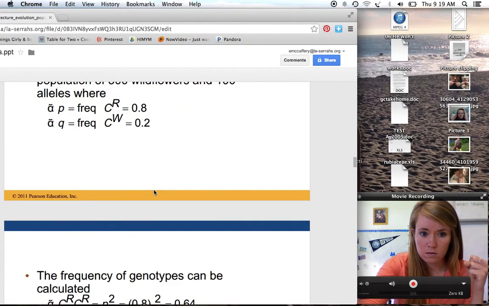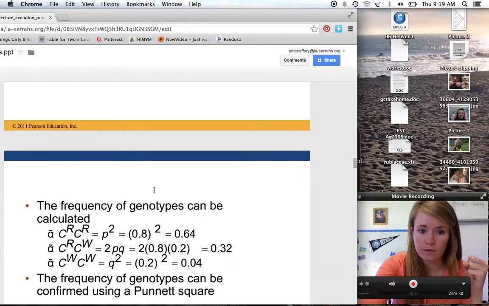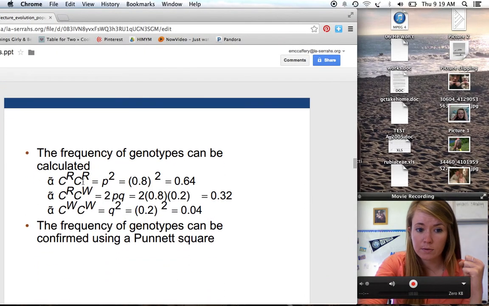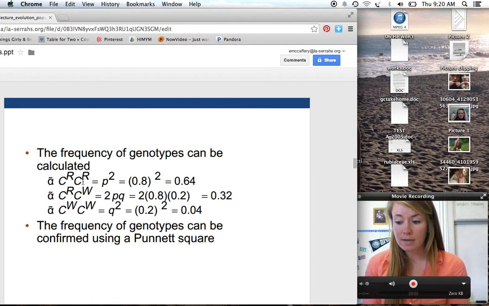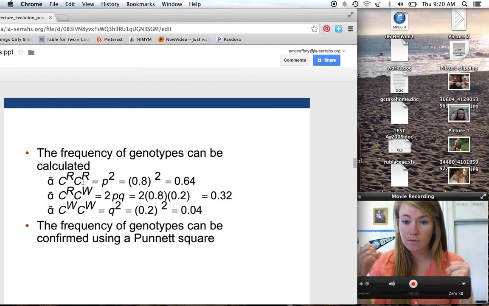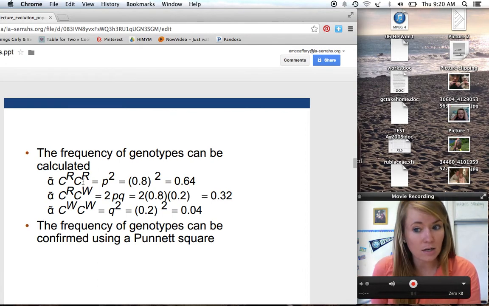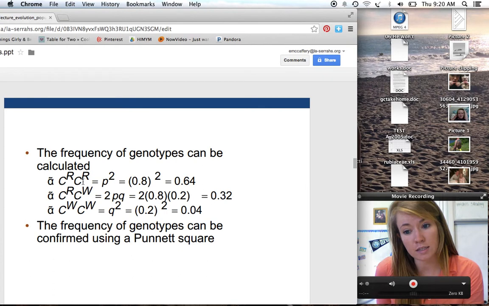So let's look at this. So we can calculate the frequency of each genotype. So if we're going to talk about the frequency of being homozygous red, that means I reach in with my right hand, I grab a red. I reach in with my left hand, I grab a red. So with my right hand, the probability of getting a red one is 80%. My left hand, the probability of getting a red one is 80%. 80% times 80%, or 0.8 times 0.8, gives me 0.64. So the likelihood of becoming homozygous dominant, homozygous red, is 0.64 or 64%.